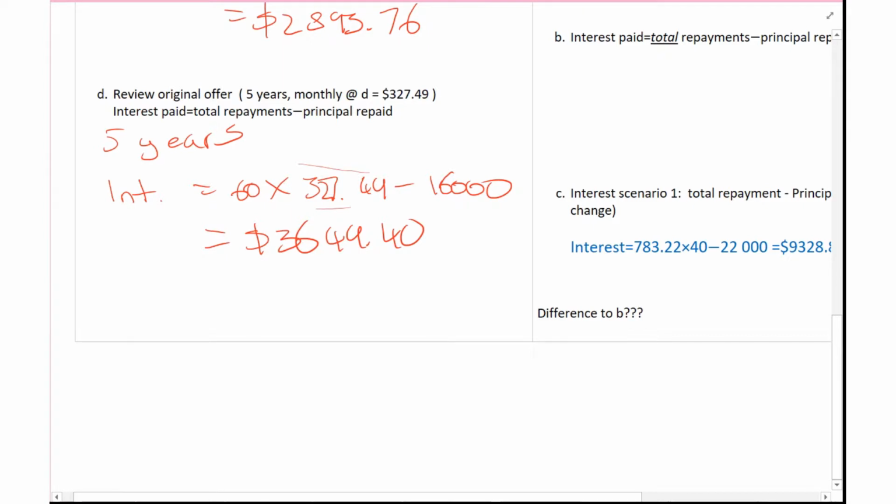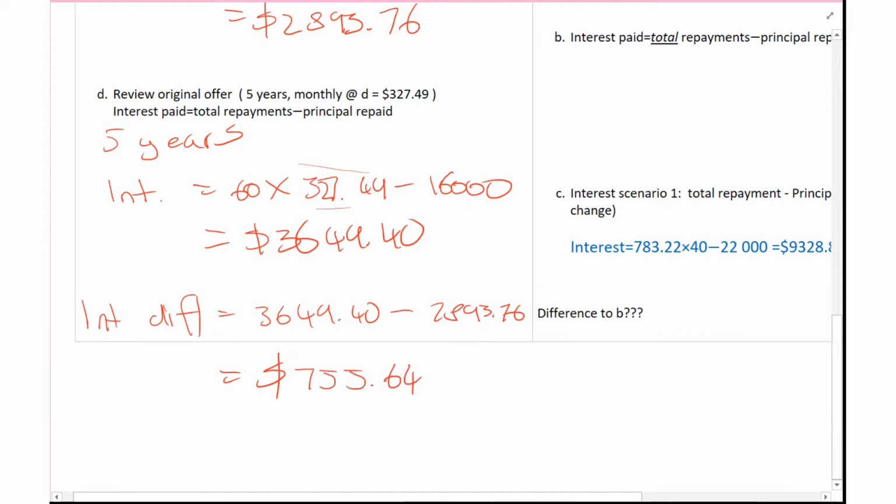So the interest difference, because what it was after. It's going to be 3649.40 minus 2893.76. It's going to give me an interest difference of 755 and 64 cents. So by paying that bit extra each month, I'm saving over the term of the loan that much money. You need to be able to write that as well.